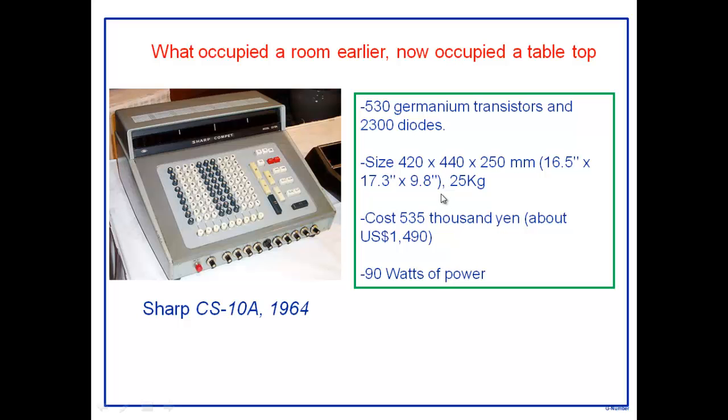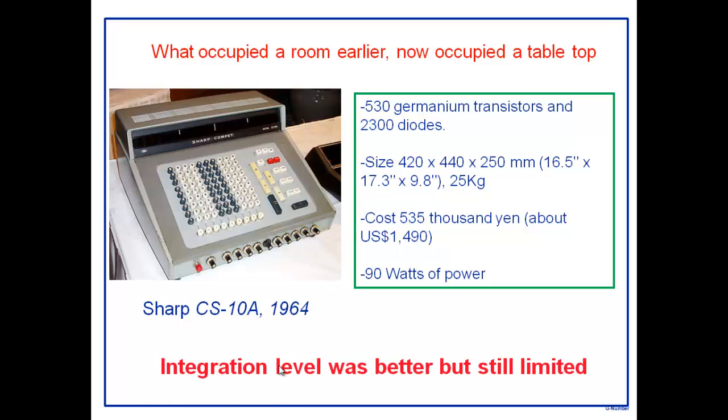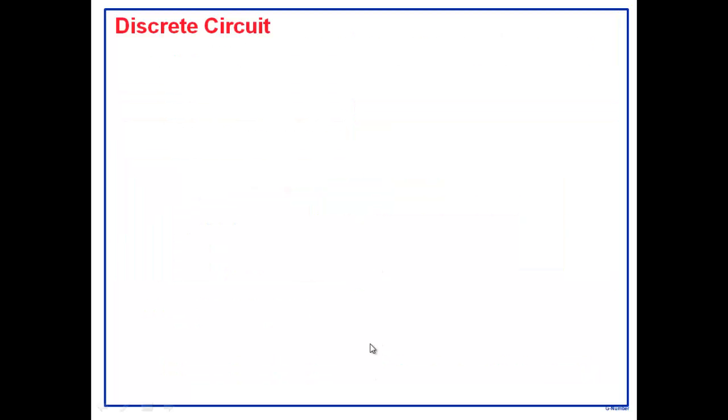Again, you can see that although it went from a room to a tabletop, still, just look at the numbers: 25 kgs, and what else? Power, 90 watts of power. Okay, so still it was not very convenient. And imagine this is only 530 germanium transistors, and it's occupying an entire tabletop. If you had to integrate, let's say, 10,000 transistors, what would happen? All right. So the integration level was much better compared to a vacuum tube, but still very limited in terms of what you could do.